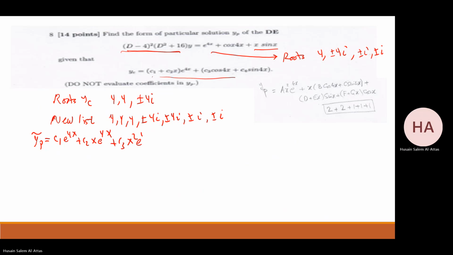Plus D5 sine 4x plus C6 x cosine 4x, x sine 4x. And I need this, which is what? C8 cosine x, C9 sine x, plus C10 x cosine x, C11 x sine x. Now I cancel YC. So I need to cancel this, cancel this, cancel this, and cancel this. So this is my YP.